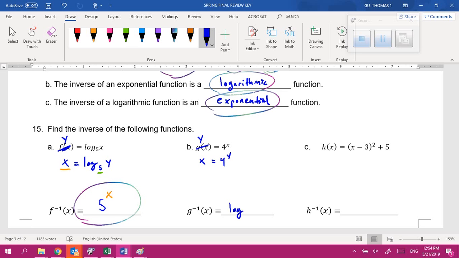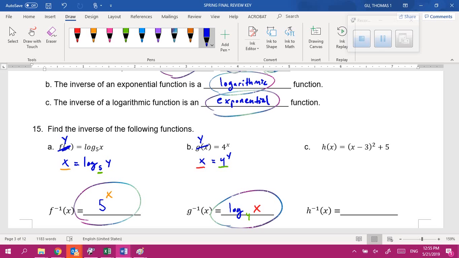Log, what's the base? 4 of x, that's right, of x. And that's it. Log base 4 of x. The g negative 1 of x, that is the y. You know, your y turns into that. All right. And the last one right here.